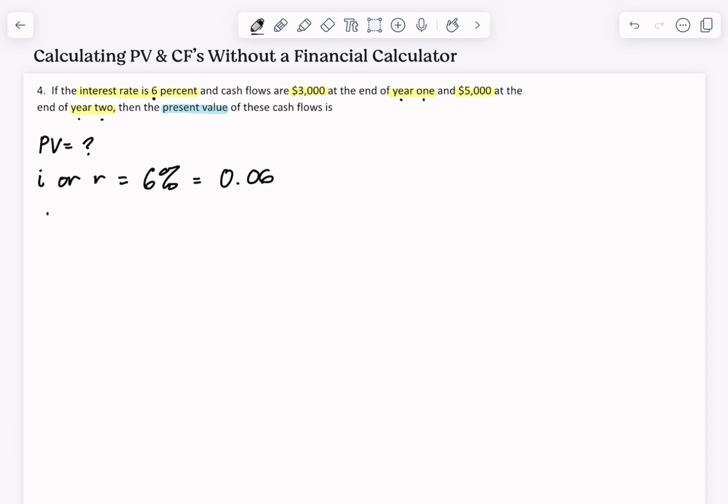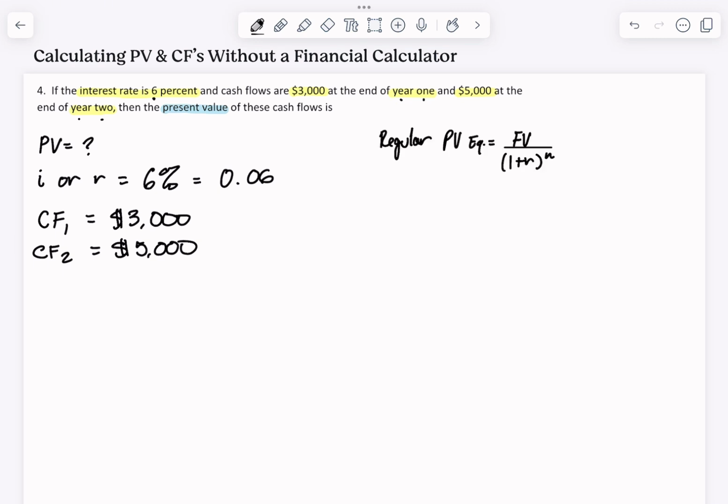So I'm going to write it out as cash flow 1, which is 3,000. And then for year 2, or cash flow 2, is going to be 5,000. So now that I've written that out, I am going to begin by solving the problem. So the equation for regular present value is this right here. However, since we have different cash flows for different years, we want to use the summation formula, which will be right here.